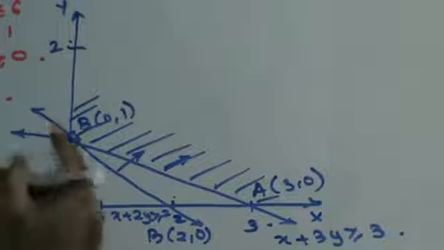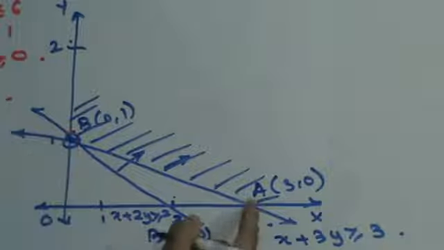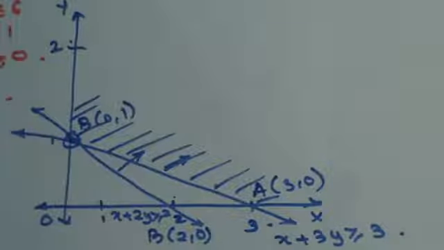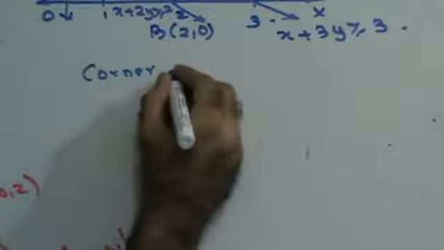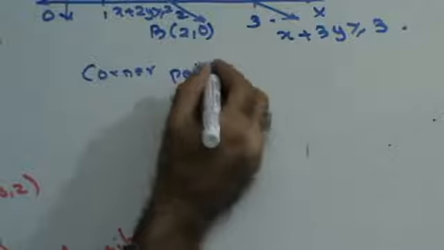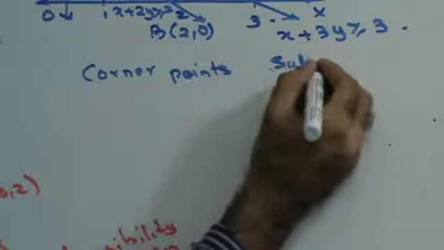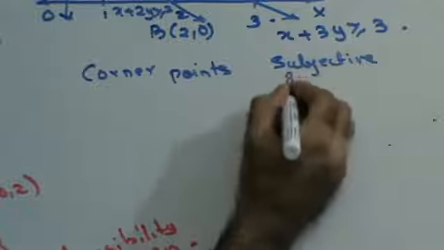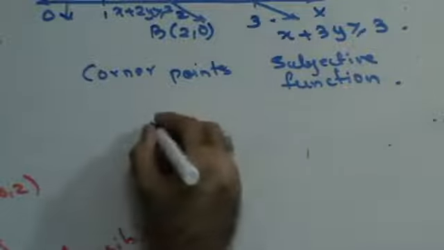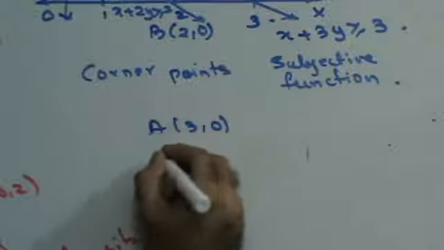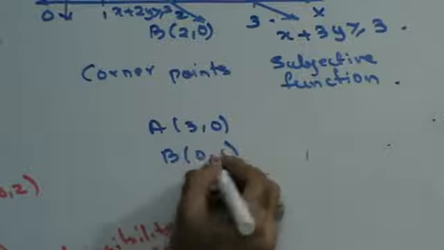Right? There are going to be only two corner points, 1 and 2. So I can straight away say corner points, they are not intersecting, they are intersecting at point B. So there is no need to solve simultaneously. Corner points, objective function. Right? Corner points A is 3, 0 and B is 0, 1.